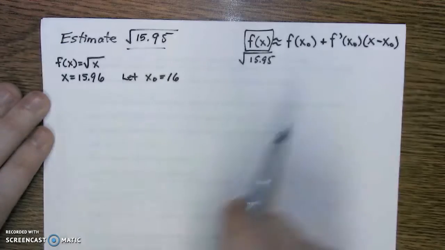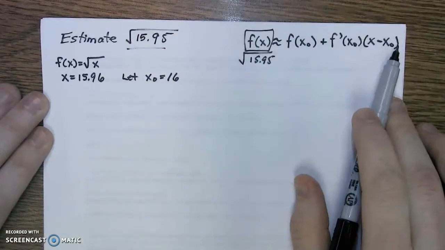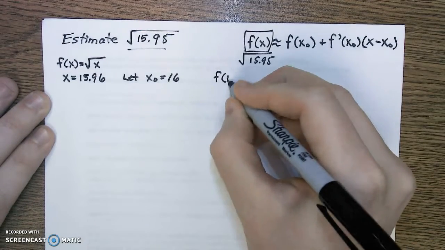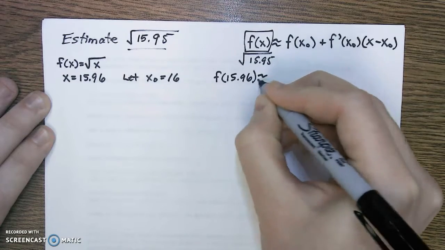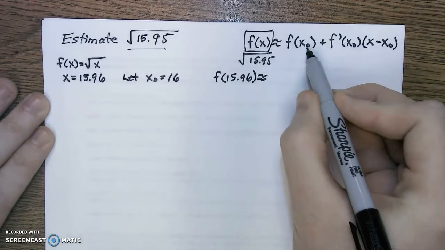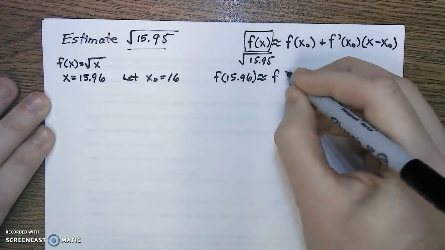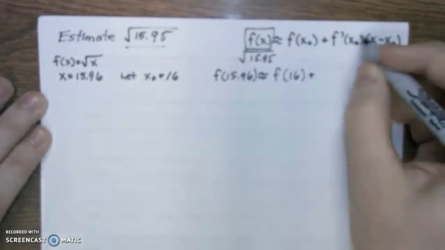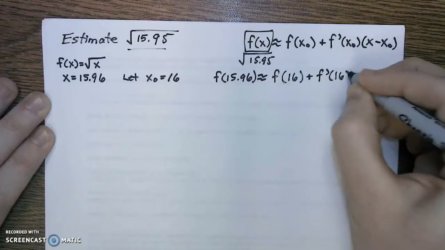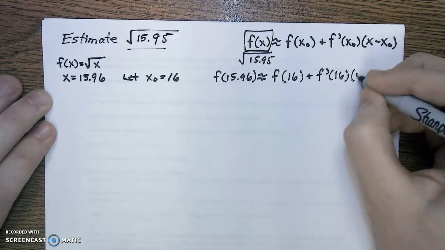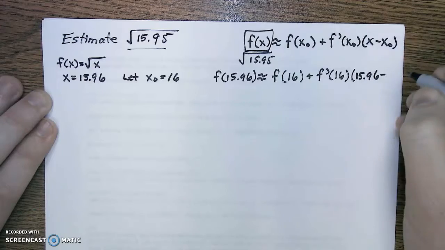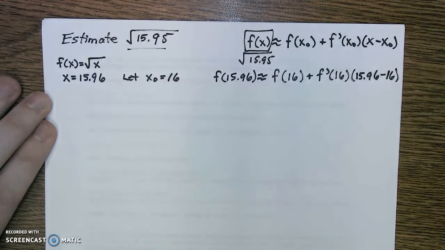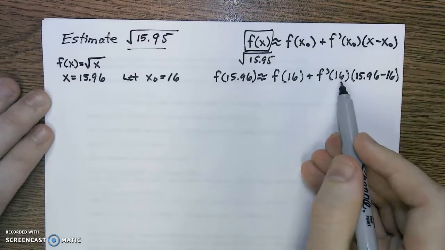And so we're then going to go through this and find f of 15.96. So f of 15.96 is approximately f of x sub 0. Well, let's just go ahead and write that. So f of 16 plus the derivative at 16 times x, which we know is 15.96, minus x sub 0, which is 16. So what we need to do is find the derivative, so that I can plug in 16.